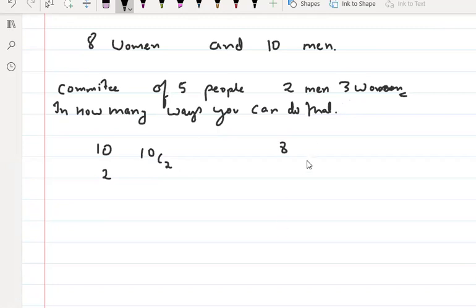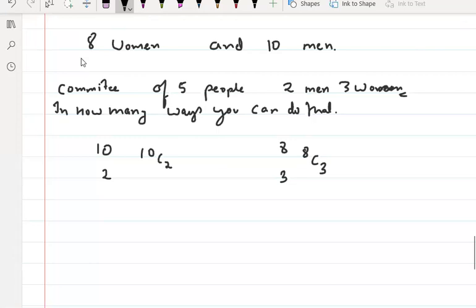In the same way, out of 8 women, you have to choose 3 women. So what it would be? 8C3. Got it? Yes, Sahana, very good. 8C3.